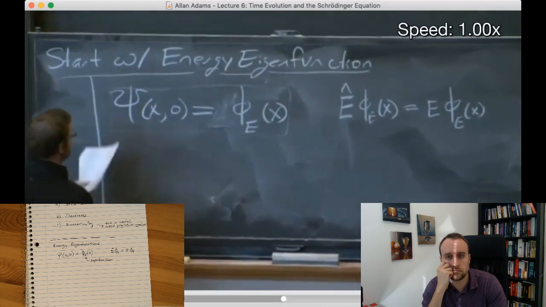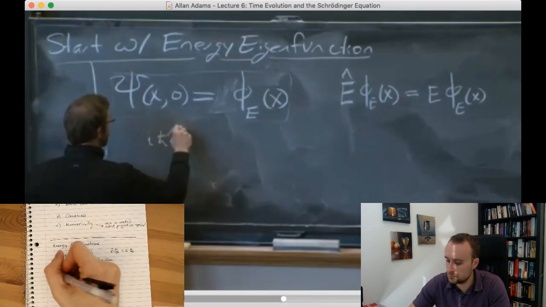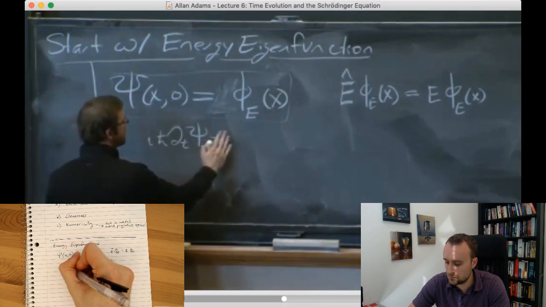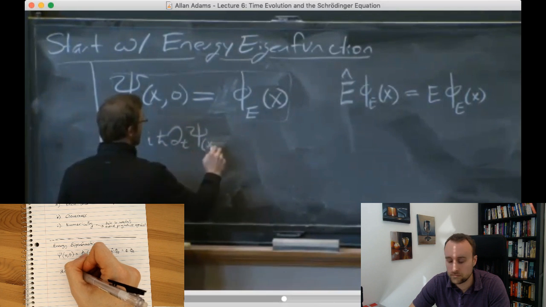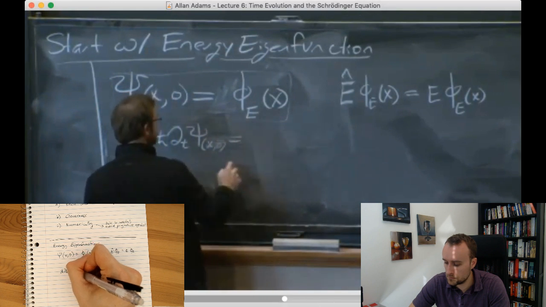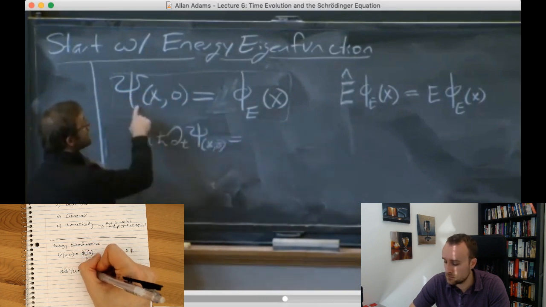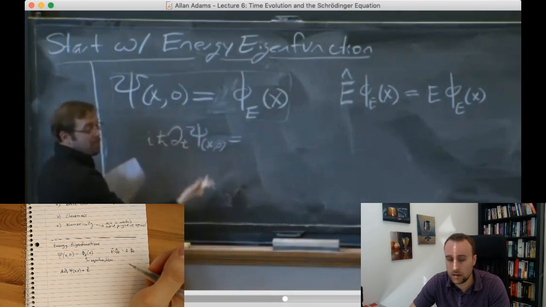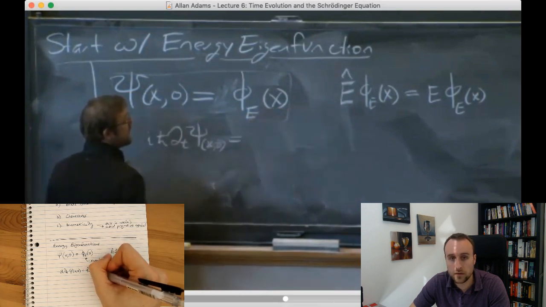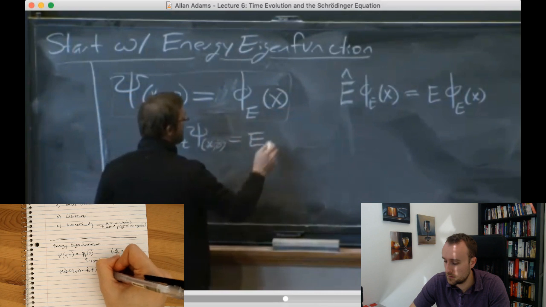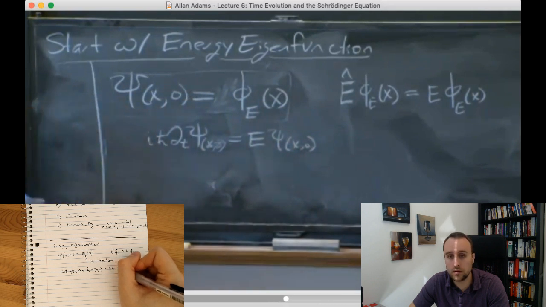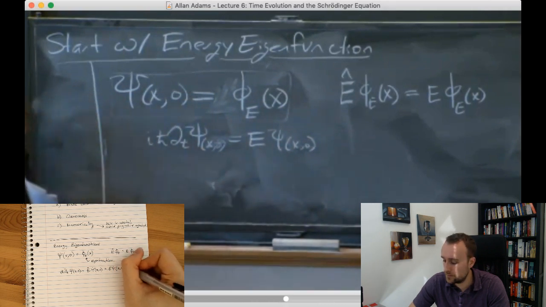What is the Schrödinger equation? Well, the Schrödinger equation says that i h bar times the time derivative of psi is equal to the energy operator acting on psi. This is psi at x at time t, which we can evaluate at time 0, equal to the energy operator acting on this wave function. But what's the energy operator acting on this wave function? E on psi is equal to E on phi sub E, which is just E, the number, the eigenvalue, times psi at x, 0. Now, instead of having an operator on the right hand side, we just have a number.